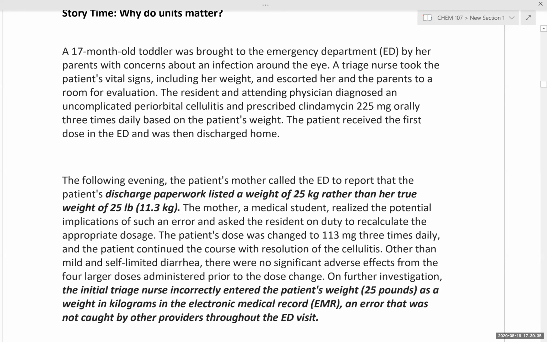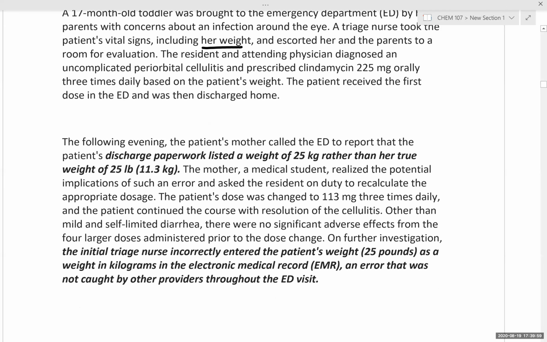So in this story, a 17-month-old toddler was brought in with concerns about an eye infection. They took a lot of the patient's vital signs, including their weight. They diagnosed the patient and prescribed them a dosage of a common antibiotic. Now, the one thing that I found really quite interesting about this case study is that the paperwork listed a weight of 25 kilograms rather than the true weight of 25 pounds.